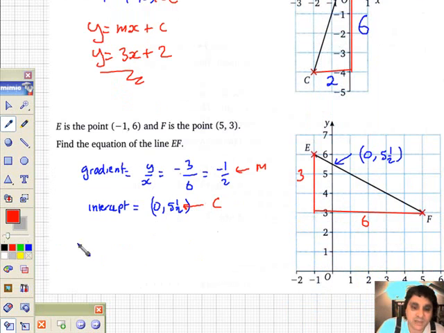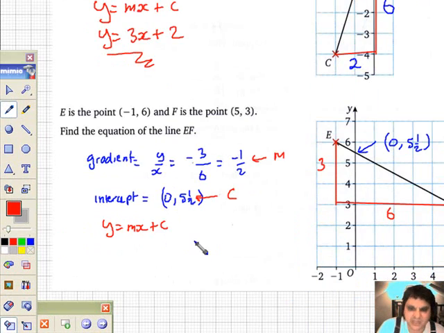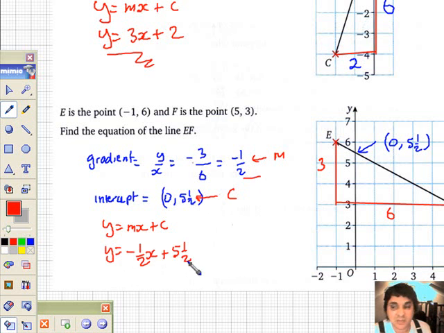So we know y equals mx plus c. You don't have to write this each time, but I'm teaching it obviously. So my equation is y equals m, the gradient is negative a half, so minus a half x, plus c, and the intercept is plus 5.5. A very ugly little equation, but it's completely correct, and that's it.